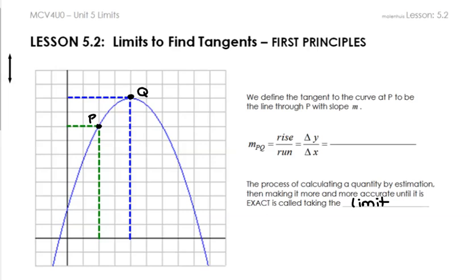This is lesson 5.2. We're going to be using limits to find tangents and then also developing something called first principles. There were some concepts in the previous course called advanced functions. That is our MHF for UO course. Some of those concepts would really help you to understand this lesson a little bit better.